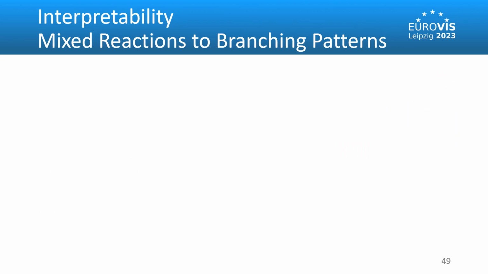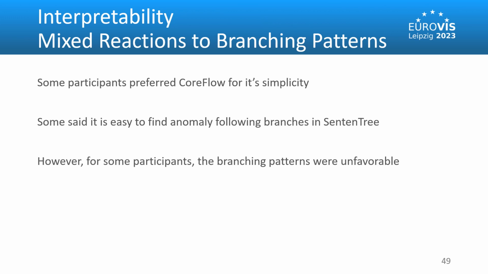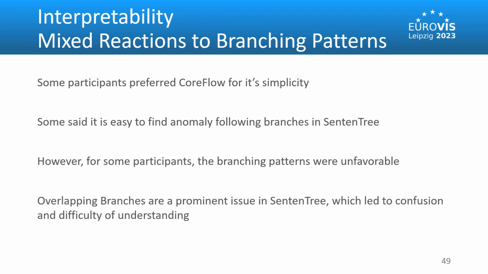Here are our findings from the comments. Both CoreFlow and SentenTree have branching patterns. Some participants liked CoreFlow for its simplicity. Some found it easy to find anomaly following branches in SentenTree. However, for some participants, the branching patterns were unfavorable. Overlapping branches are a prominent issue in SentenTree, which led to confusion and difficulty of understanding for many participants.